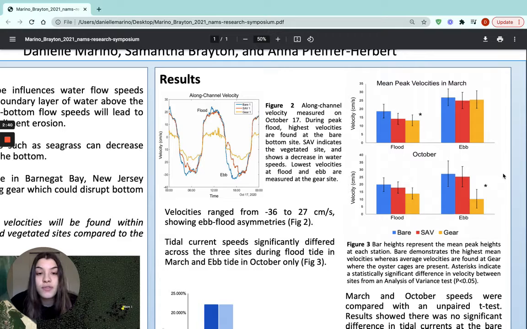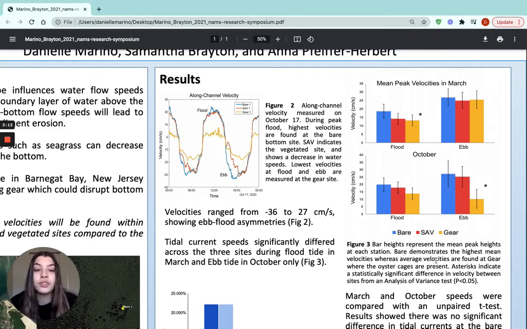It was also found that there was no significant difference in tidal currents at the bare and vegetated sites compared to the site containing aquaculture gear, which did show a significant decrease from an unpaired t-test. So there were differences in velocities across the sites, but not always significantly different, and when we compared over time between March and October, the only significant change was in the site that had gear present.